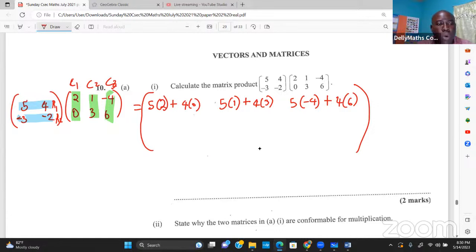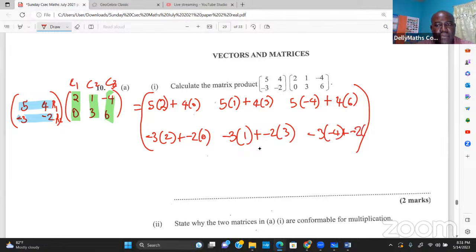I'm going to go row 2 now. -3 times 2 plus -2 times 0. -3 times 1 plus -2 times 3. -3 times -4 plus -2 times 6.